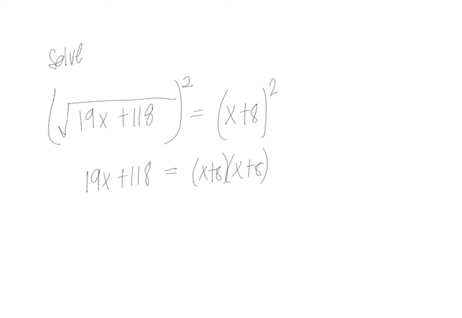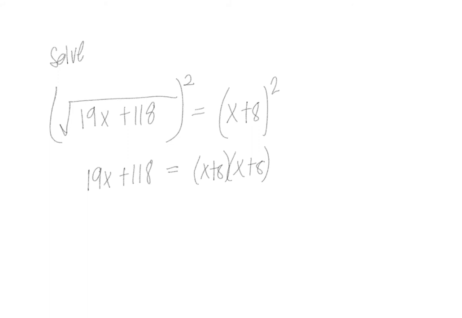Anyway, what we've written down is great, but it's still not completely simplified. I got to FOIL this out. So x times x is x squared, x times 8 is 8x, 8 times x is 8x, and 8 times 8 is 64. So that goes further into x squared plus 16x, because 8x and 8x are like terms, plus 64 equals 19x plus 118.